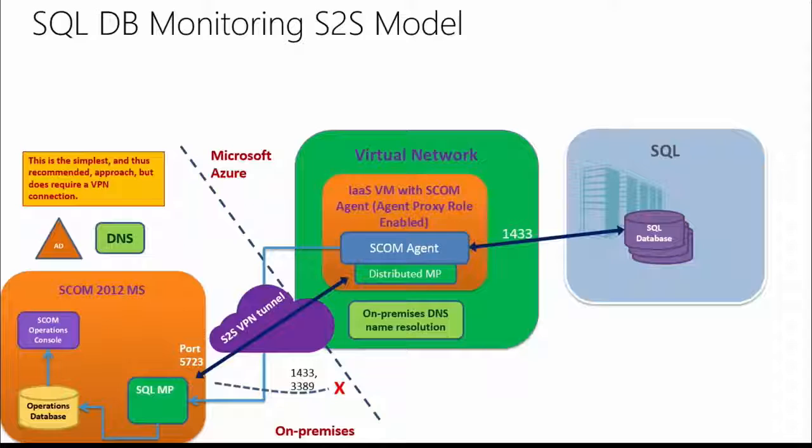So this is just one example of an architecture you might be using in the real world. So moving on from that, let's say we have a situation where we want to monitor an IaaS SQL database in Azure. So in this example, we might have some blocked ports. We can't use 1433 and 3389, but we have this site-to-site virtual private network right here. So we've got System Center Operations Manager on-premise. We have this virtual network up in Azure, which has a SCOM agent installed on it. And then we've got this SQL database that we actually want to monitor.